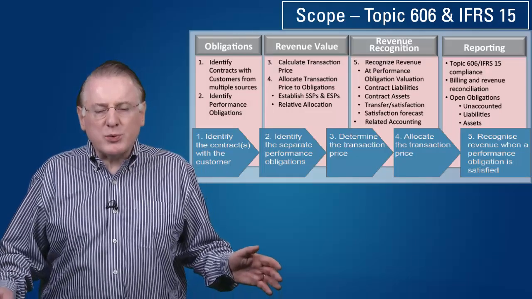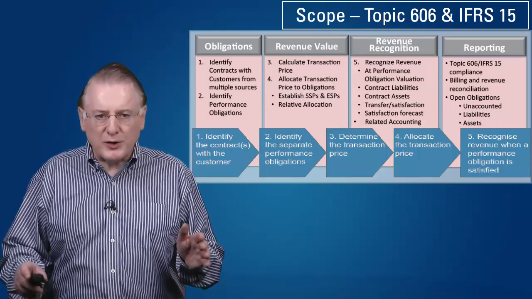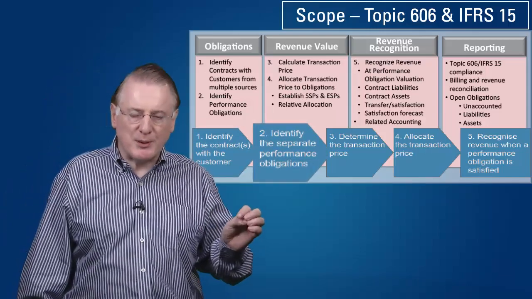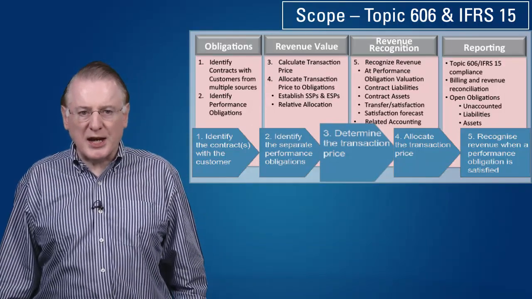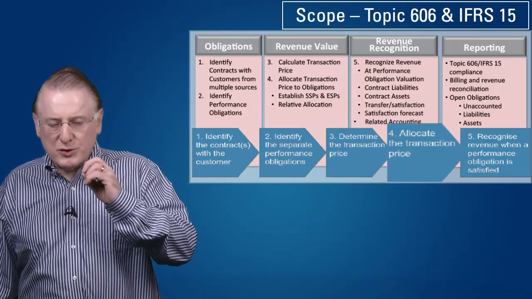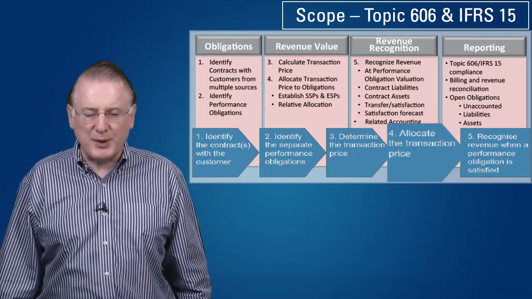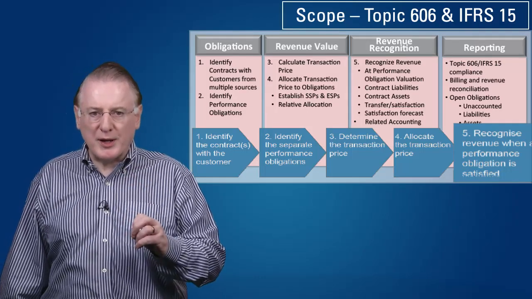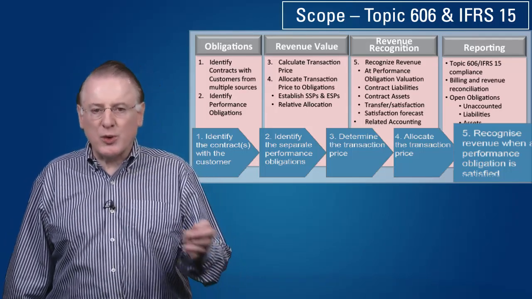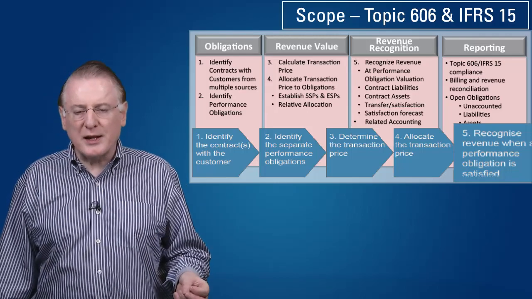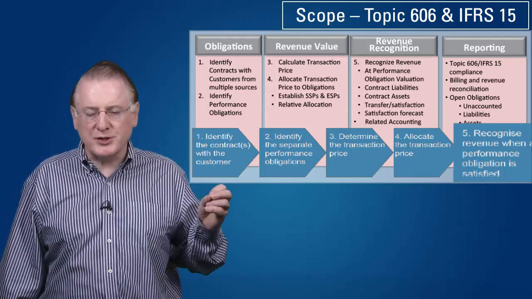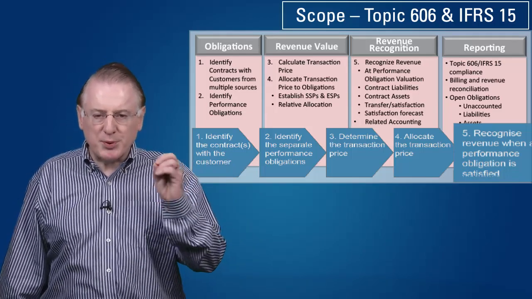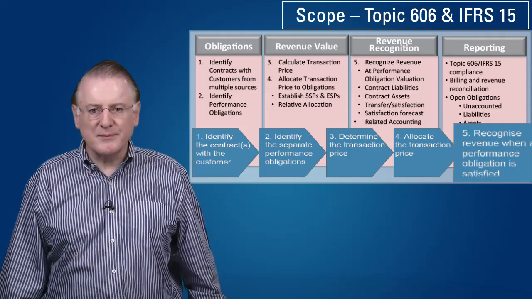So this is what we set out to do with the product. We set out to follow the chevrons. 1, we'd identify the contracts from multiple sources, and 2, we'd identify the performance obligations in there. 3, we'd calculate the transaction price, and 4, we'd allocate that to the obligations using established SSPs and ESPs and relative allocation. Then 5, we'd recognize the revenue on performance, we'd book it to obligation liabilities or obligation assets, and when you transferred, we would recognize revenue. And finally, we'd give you accounting, SLA entries into your general ledger, and we'd give you a report so that you could analyze what was going on. So we set out to map precisely to the 4 chevrons and the box.